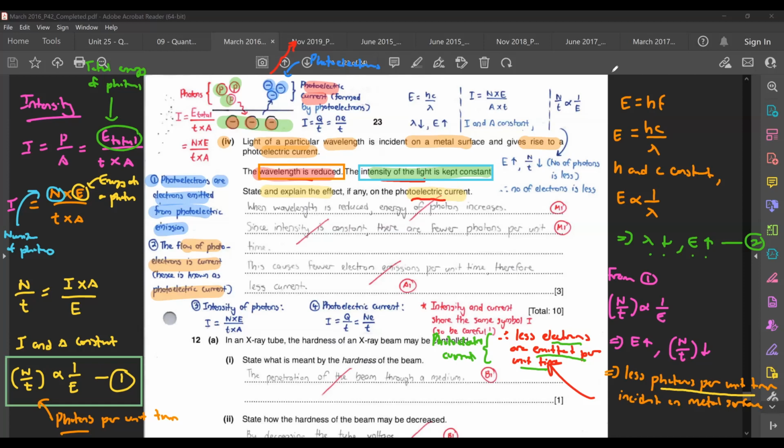So if you want to work out your answer, it will be something like this. When your wavelength is reduced, the energy of a photon increases. Since your intensity is constant here, there are fewer photons per unit time. This is related to this particular equation here, and the first statement is related to this statement here. Since you have fewer photons per unit time, this causes fewer electron emissions per unit time. Therefore, your photoelectric current is going to be less.